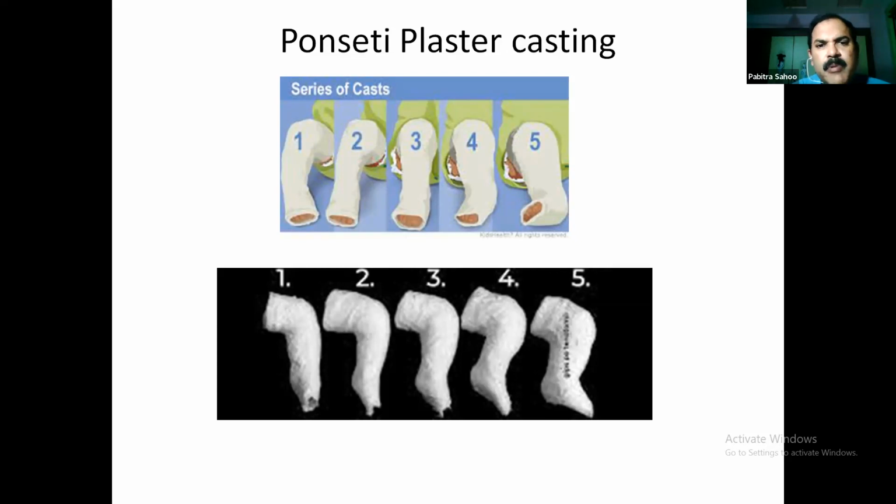In Kite's method, we were first trying to correct the forefoot adduction, then varus correction, then equinus correction. The current concept has changed now. As per Ponseti's method, we first supinate the foot, try to align all the tarsal bones and metatarsal bones in one line, then externally rotate it. By that, we correct supination and we correct forefoot adduction. So that is Ponseti's method.